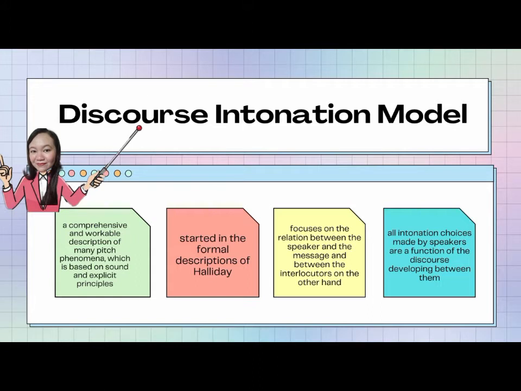In its most elemental form, this theory states that all intonation choices made by speakers are a function of the discourse developing between them. Intonation helps speakers show how each of their utterances are related to other utterances and to the discourse as a whole. Moreover, all intonation choices are tied to the context in which they occur. In contrast to the linguistic universals of grammar-based descriptions, it would be impossible in the discourse approach to isolate a stretch of speech from its context and make any generalizations about intonation meaning.